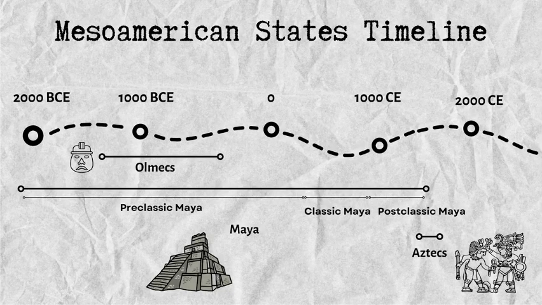So let's take a quick look at Mesoamerican states and the timeline. This general timeline shows the overlap and the extent of each of the three Mesoamerican civilizations covered in this lecture. It's important to note that the Aztec time frame from 1325, establishing of Tenochtitlan, to the 1521 fall to the Spanish, does not include the Mexica peoples that formed the basis for the Aztec civilization.